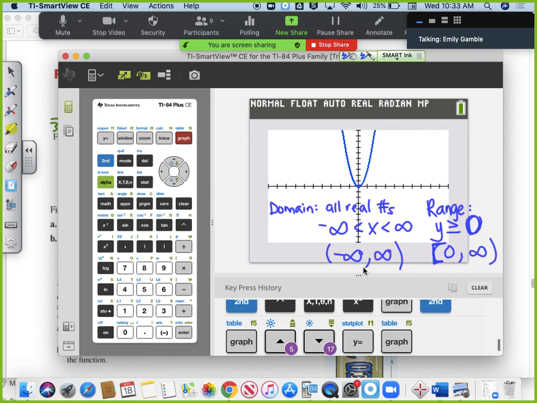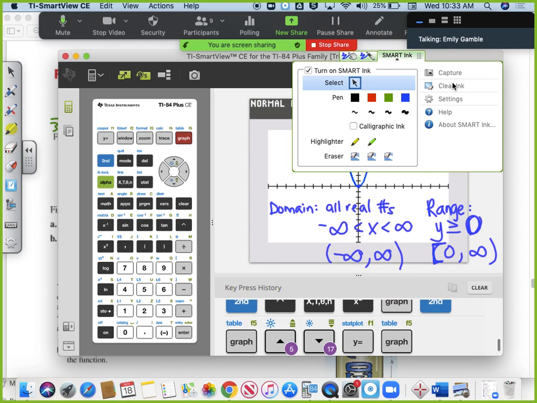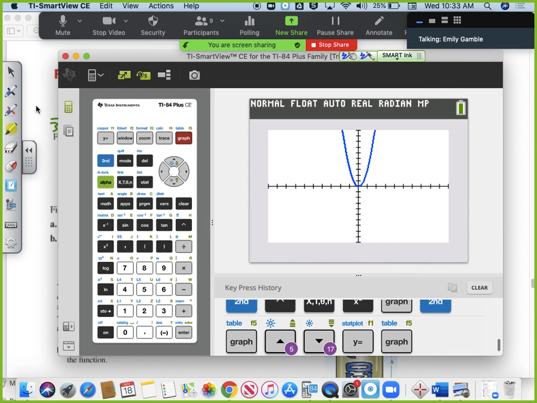Okay. So because of time, I want to skip that word problem, and I want to move over to the next page.